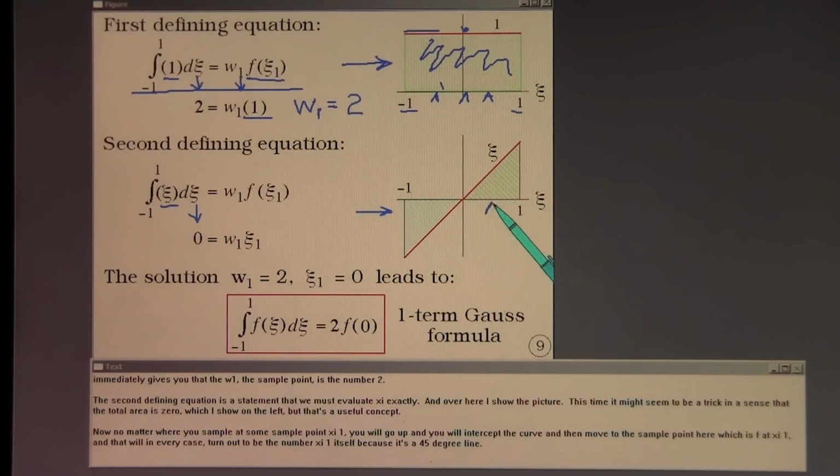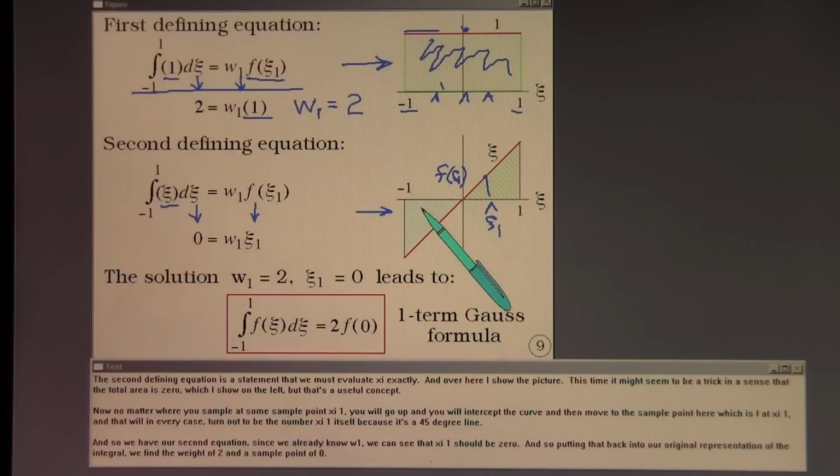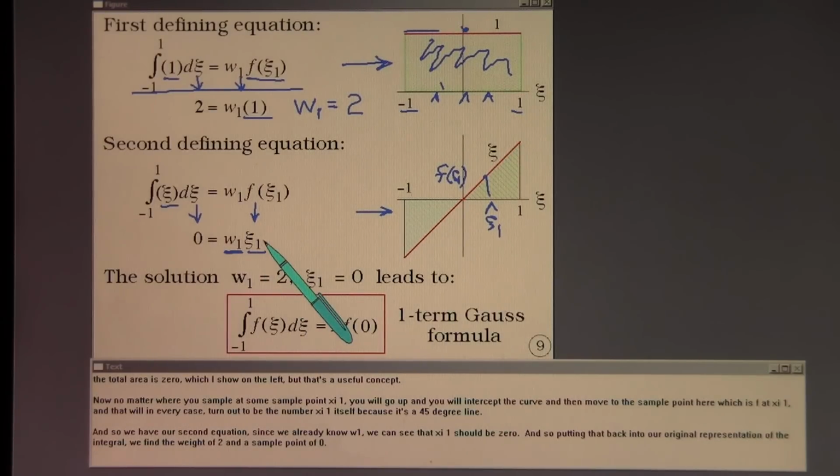Now, no matter where you sample, at some sample point C1, you will go up and intercept the curve, and then move to the sample point here, which is F at C1, and that will in every case turn out to be the number C1 itself, because it's a 45-degree line. And so we have our second equation. Since we already know W1, we can see that C1 should be 0. And so putting that back into our original representation of this integral, we find a weight of 2 and a sample point of 0.